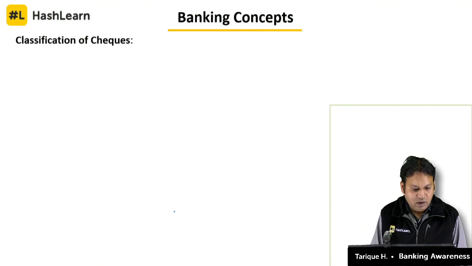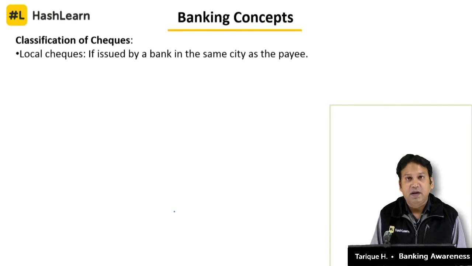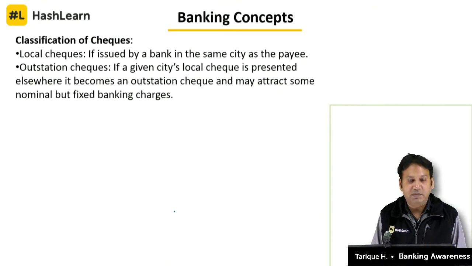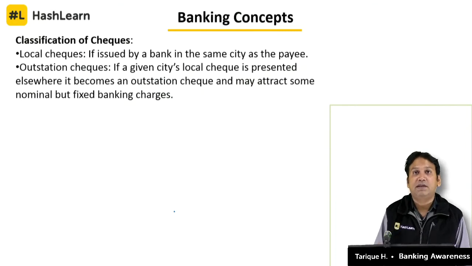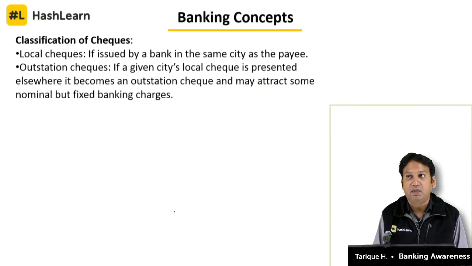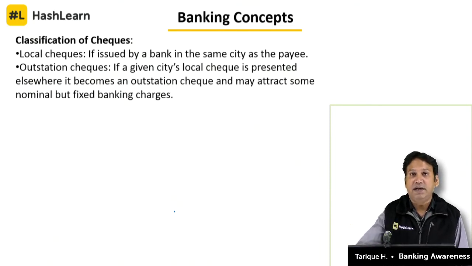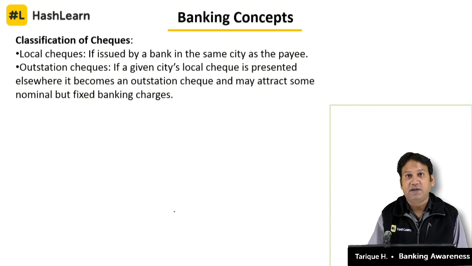Alright, now let's look at the classification of checks. What are the different types of checks? So, we have local checks issued in the same city, and outstation checks issued in some other city. So, if you have an account in a branch in Bangalore, and a person who has an account in Chennai gives you a check, then that check, which is originating from Chennai, where the drawee is from Chennai, is an outstation check.